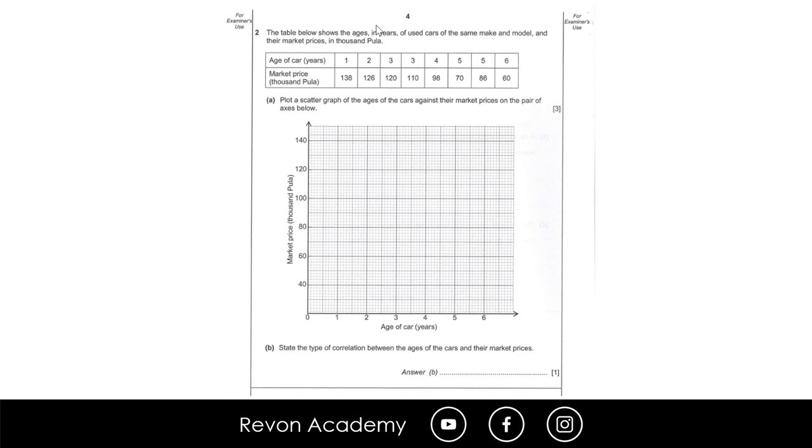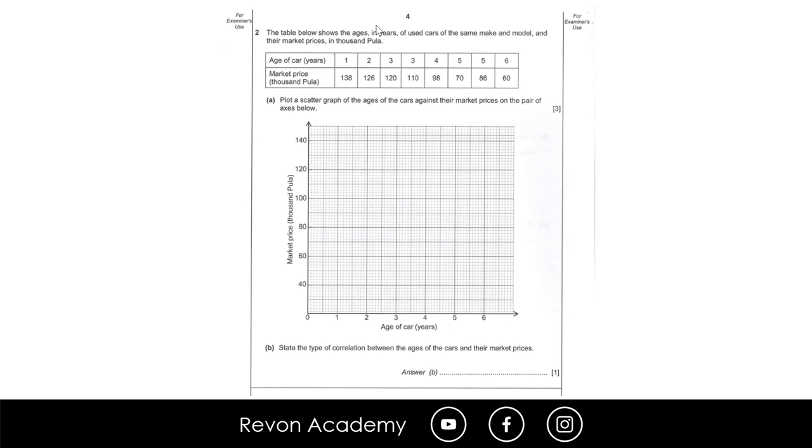But the gist of it is that you have cars being sold. This is so awkward, I'm sorry about that. So you have ages of different cars being sold at different prices. As you can see, if a car is 1 year old, it goes for about 138,000 pula, and if a car is significantly old, like 6 years, it goes for like 60,000 pula. So this question is very simple. Let's keep the video simple and straightforward.